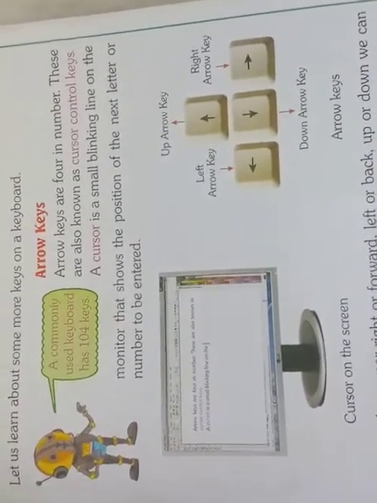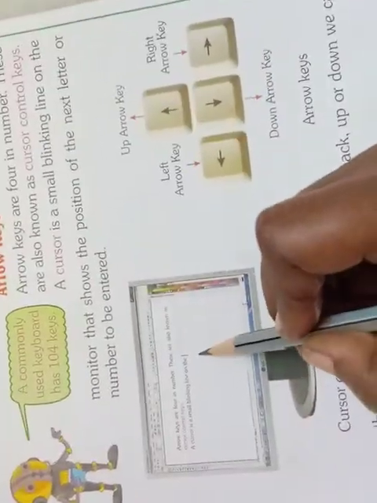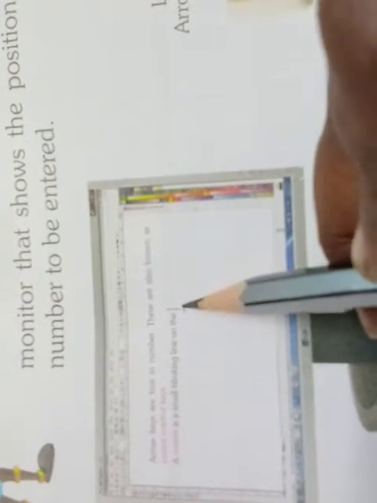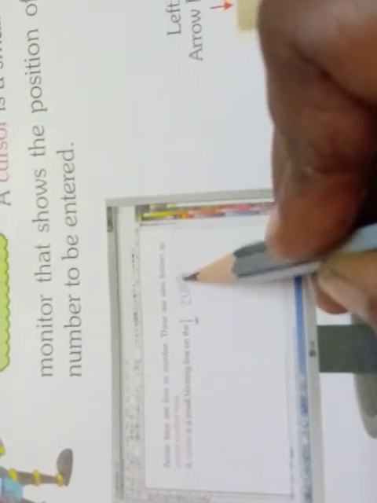So what is the function of these arrow keys? What will these arrow keys do? Children, if you observe a monitor, one line is always blinking on the monitor. This line we call a cursor.